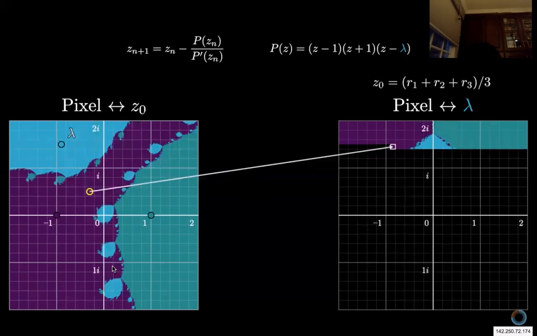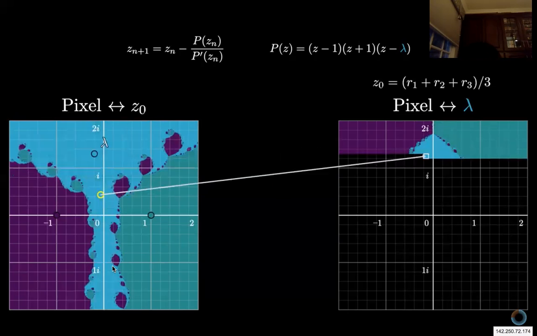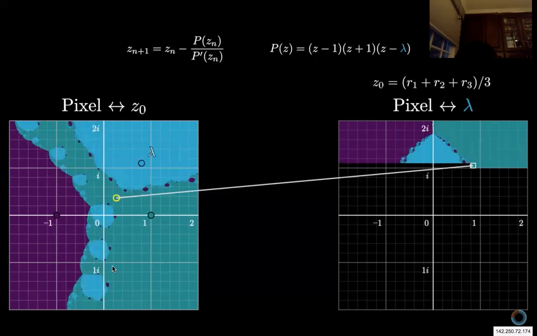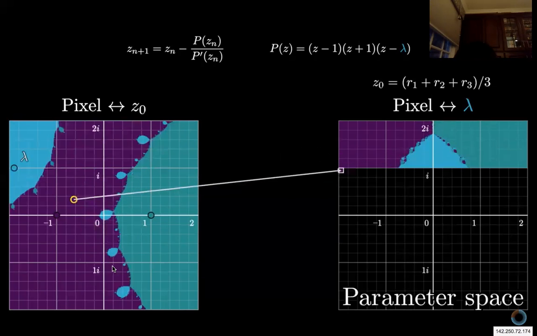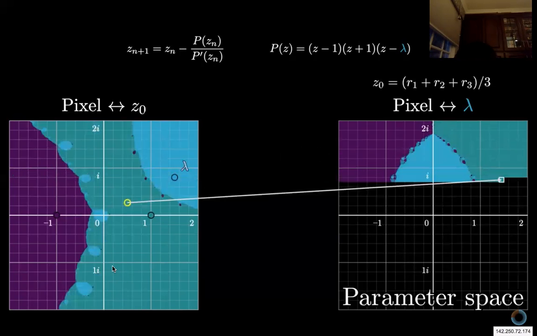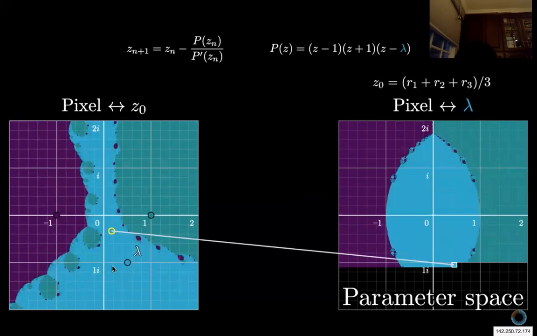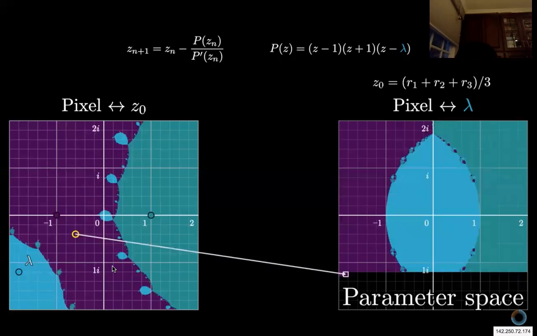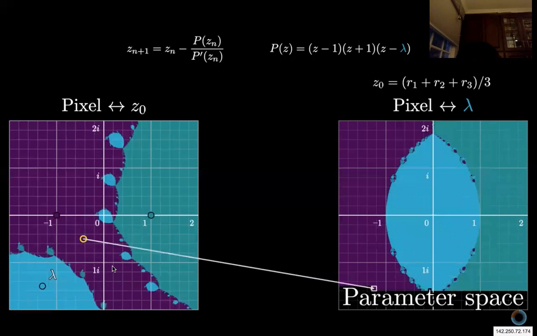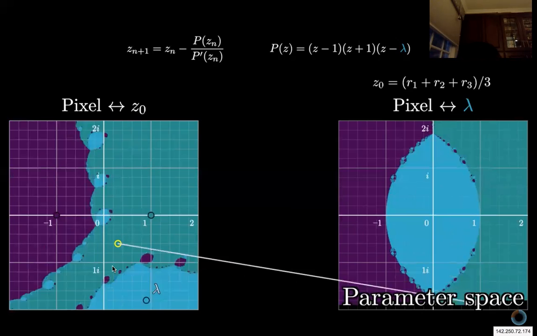There are kind of a lot of layers at play here. Just remember, each pixel on the right corresponds to a unique polynomial, as determined by this parameter, lambda. In fact, you might call this a parameter space. Sound familiar? Points in this parameter space are colored black if, and only if, the Newton's method process for the corresponding polynomial produces an attracting cycle. Again, don't worry if that takes a little moment to digest.